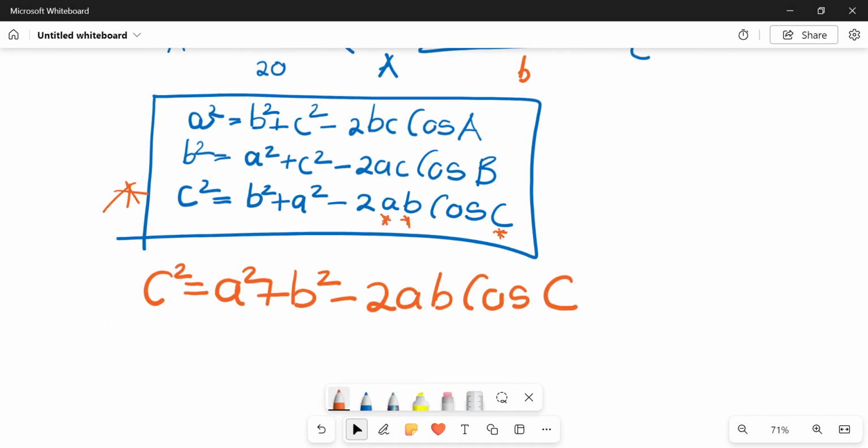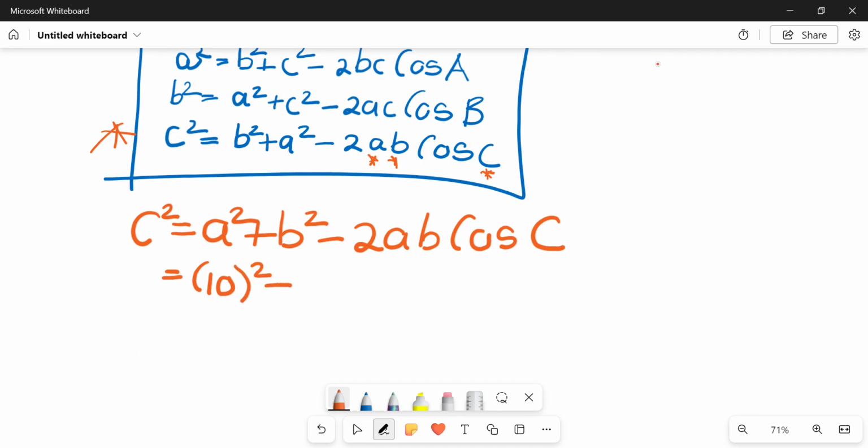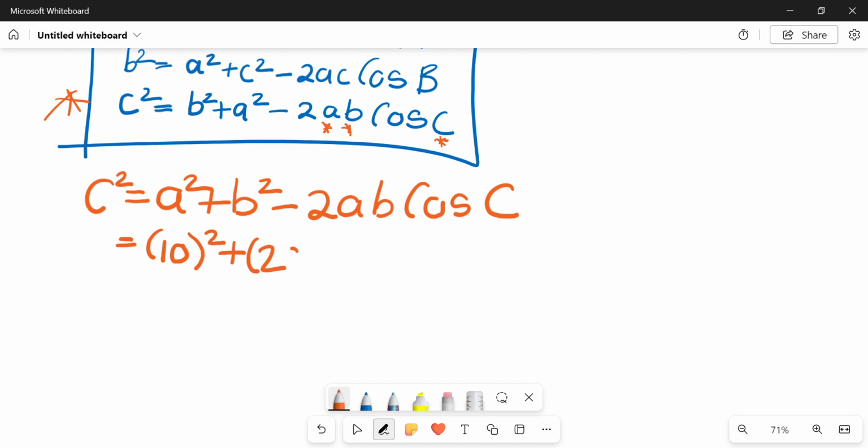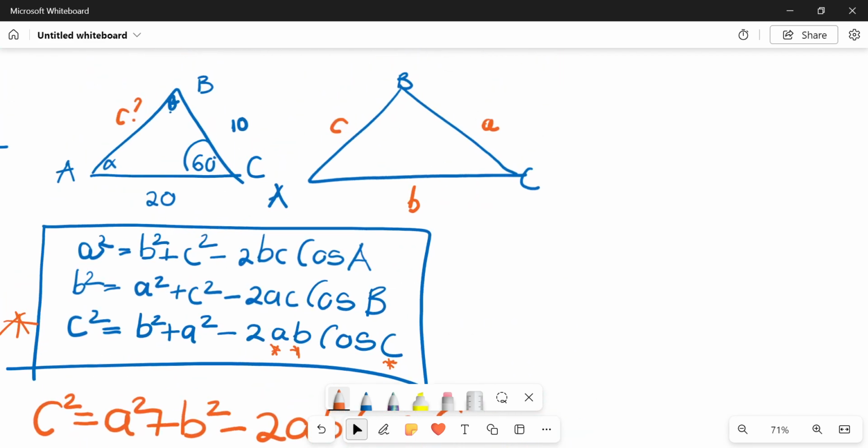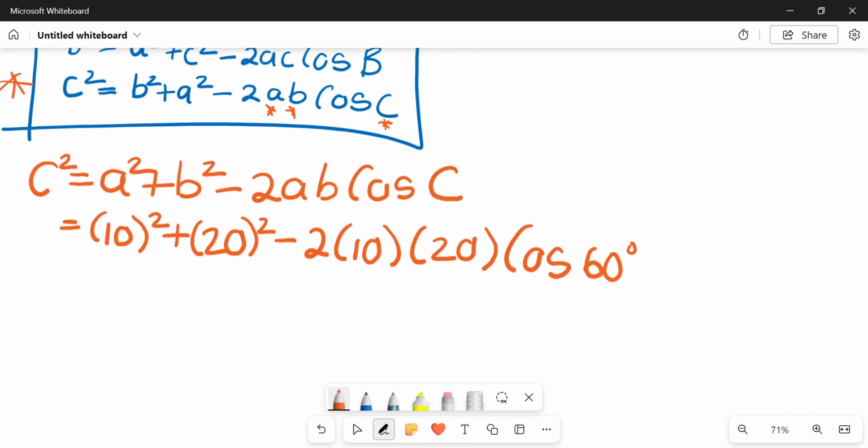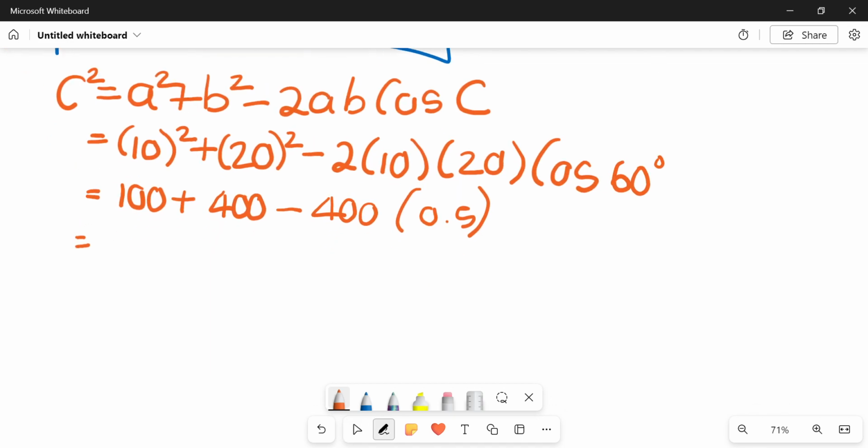Now looking at our length of A is 10, so it's 10 squared. Our length of B is 20 squared, minus 2 times 10 times 20, and our included angle will be 60. Then you can plug and play. 10 squared is 100. 20 squared is 400, minus 2 times 10 times 20, that's 400, then cos of 60, which is 0.5. Then we get 100 plus 400 is 500, minus 400 times 0.5. So essentially you end up with 300.